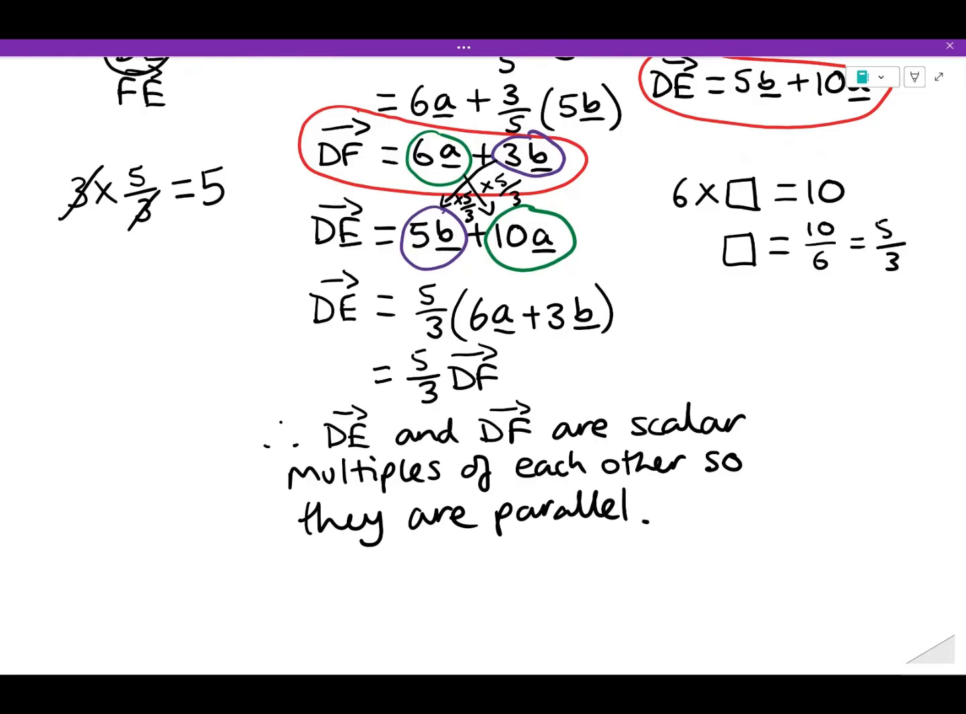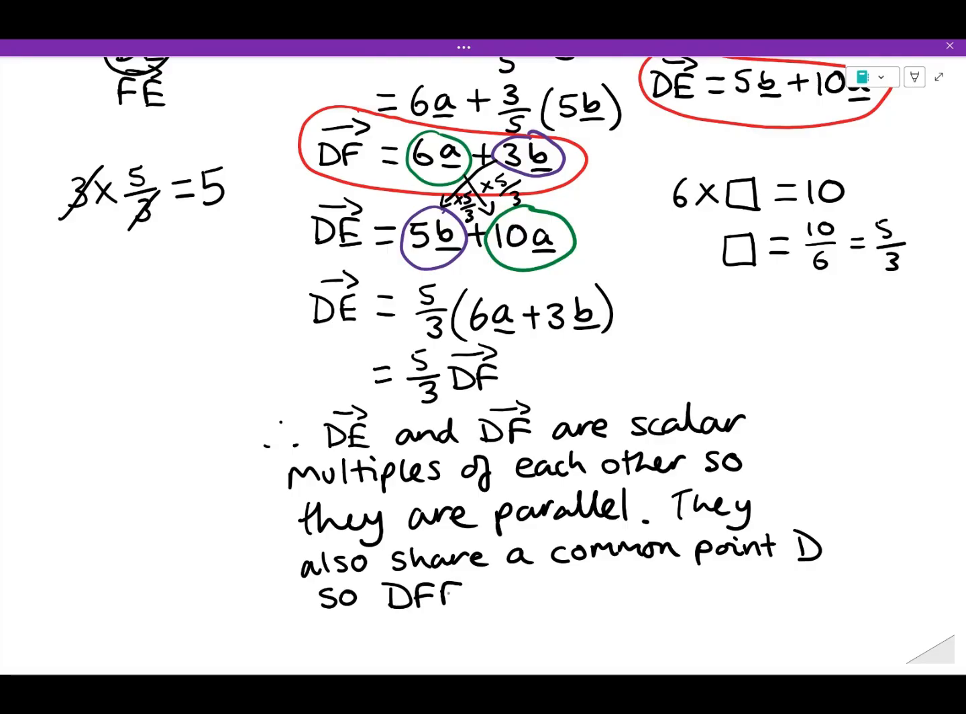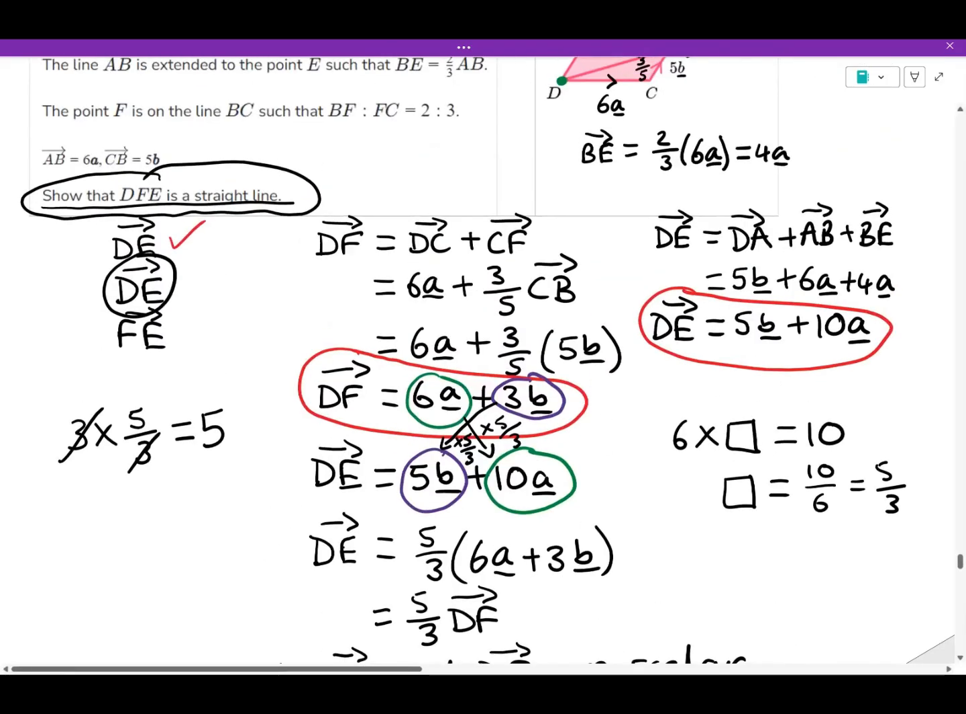I can then recognize that they share a common point of D, and then we can make our final conclusion that therefore DFE must be a straight line. So I'd say they also share a common point D. So DFE is a straight line. And that is a complete proof. We could also say D, F and E are collinear, but given that the question mentioned straight line, I'm going to leave it like that.